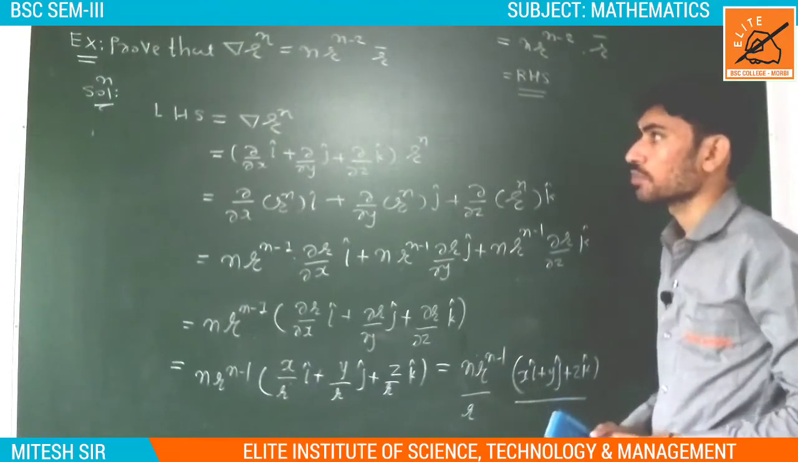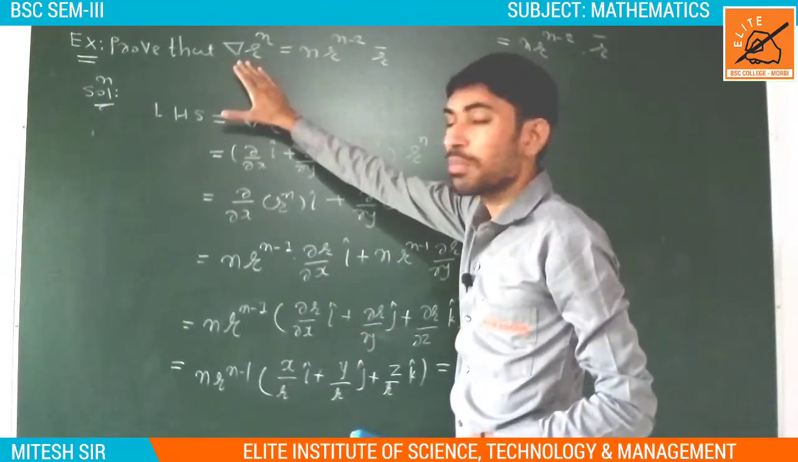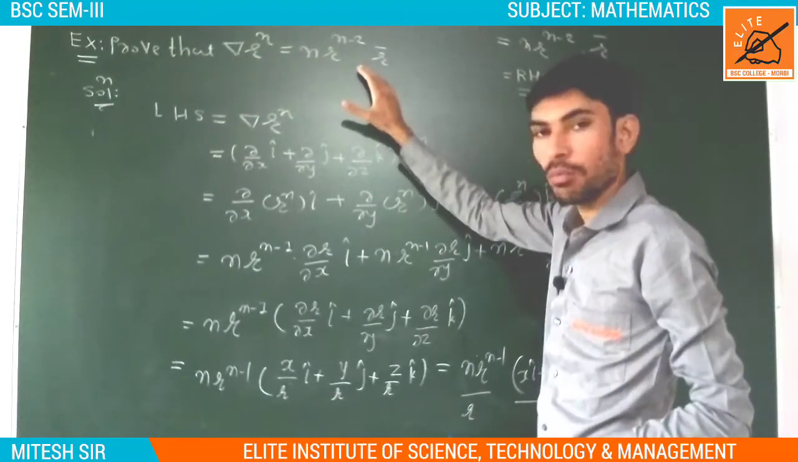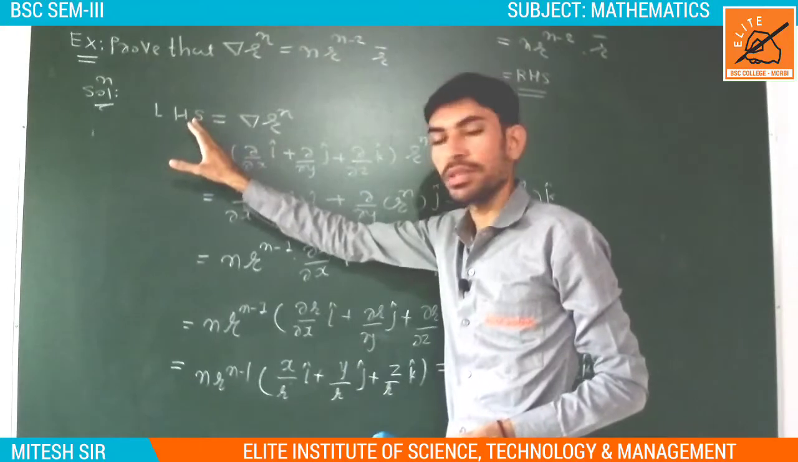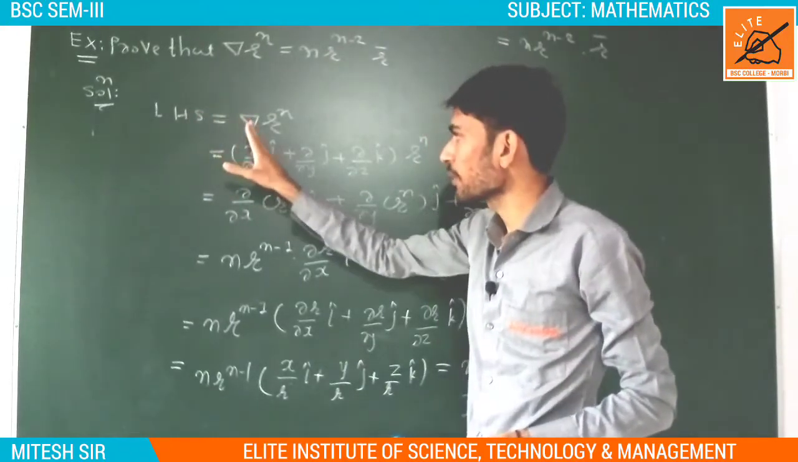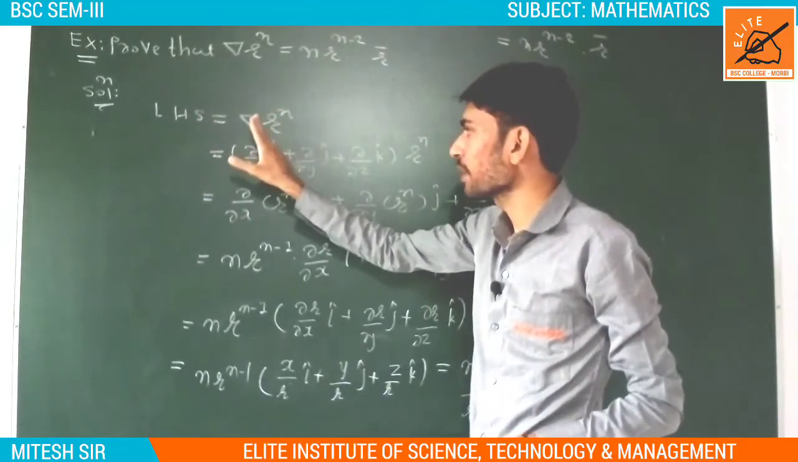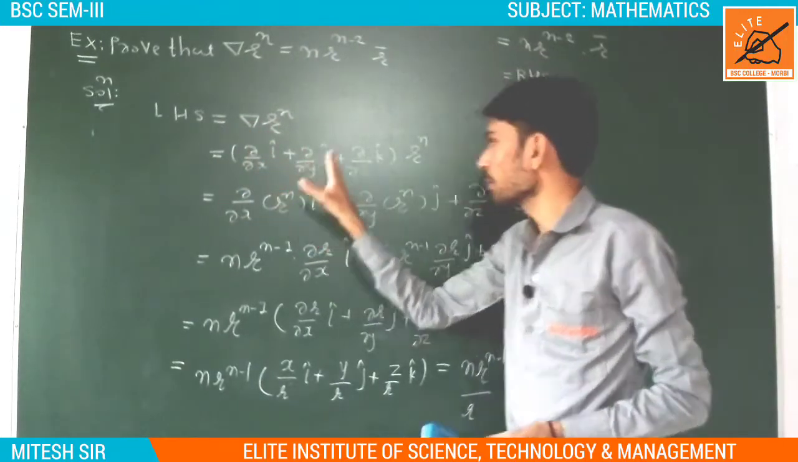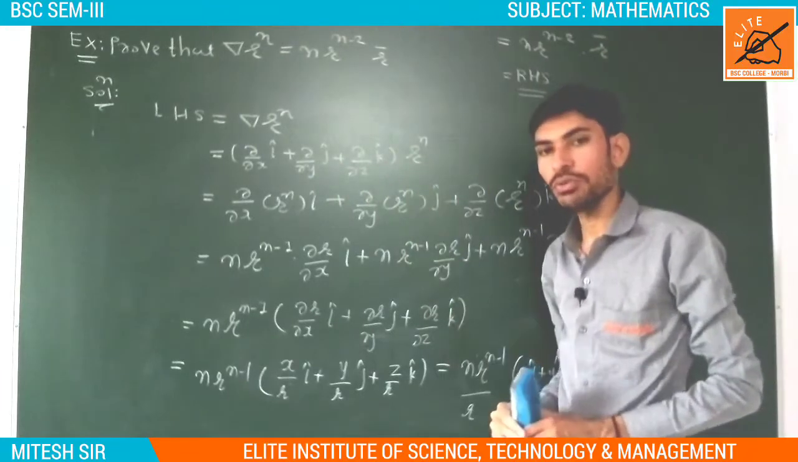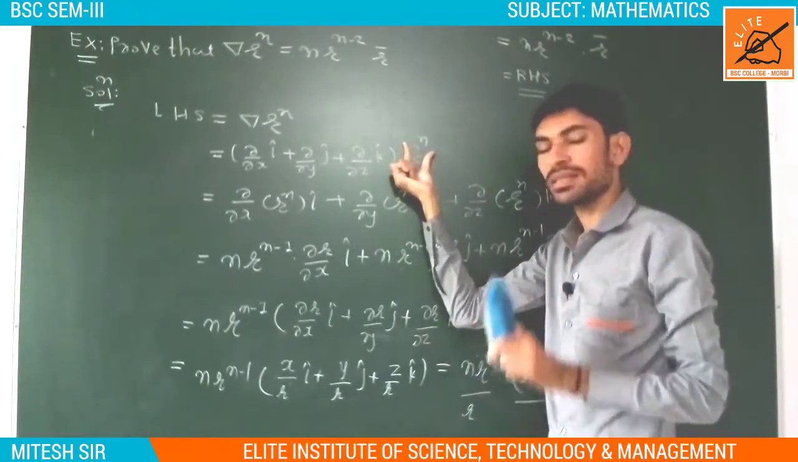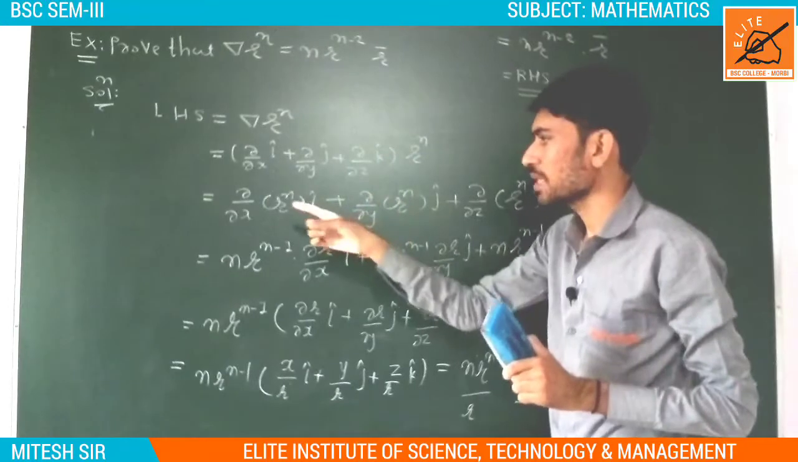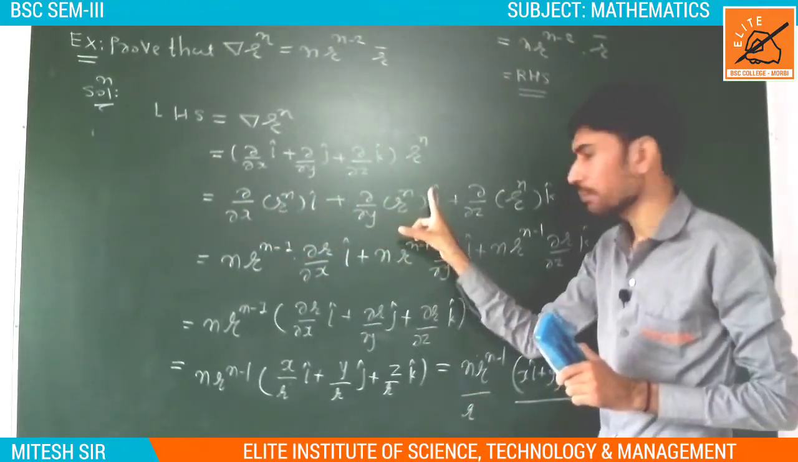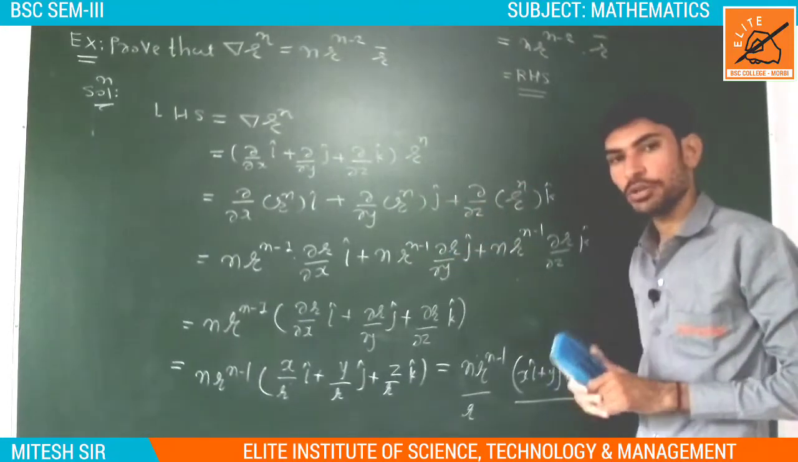Let us recall one more time. To prove nabla r raised to n is equal to n r raised to n minus 2 into r bar. Here we start with the LHS. In LHS we have given nabla r raised to n. So here we write our formula of nabla: del by del x i cap plus del by del y j cap plus del by del z k cap into r raised to n. Now r raised to n is a scalar function, multiplied inside. That means del by del x of r raised to n i cap plus del by del y of r raised to n j cap plus del by del z of r raised to n into k cap.